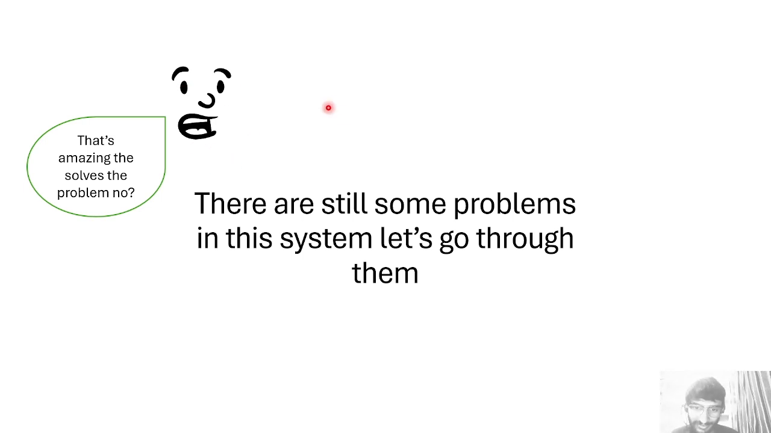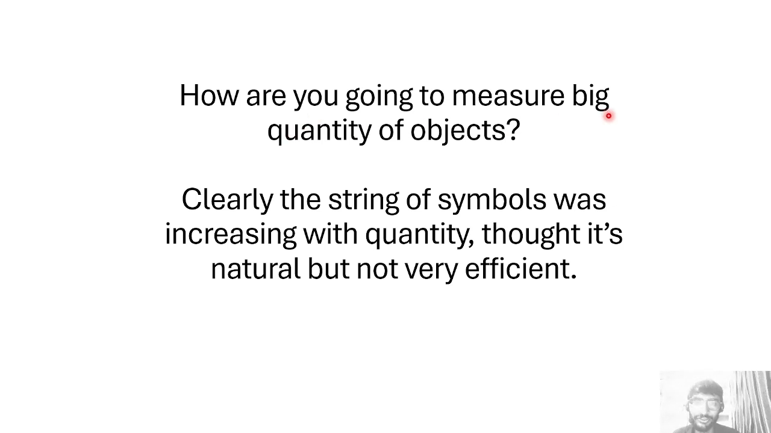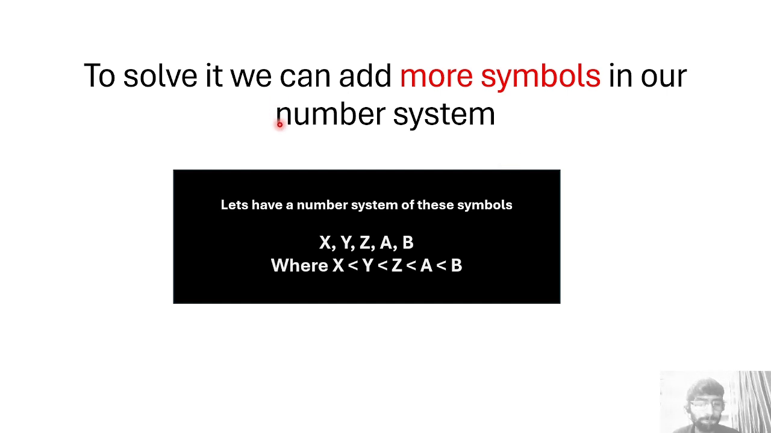There are still some problems. How are you going to measure a big quantity of objects? If you have a very big quantity, you are going to get a very lengthy string, and clearly that's cumbersome. The string of symbols increases with quantity. It's natural, but not very efficient. So to solve this problem, we can add more symbols to our number system. For example, in this number system here, we have 5 symbols in increasing order given below.